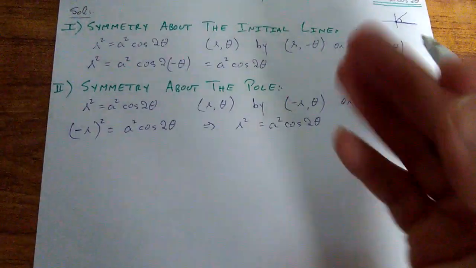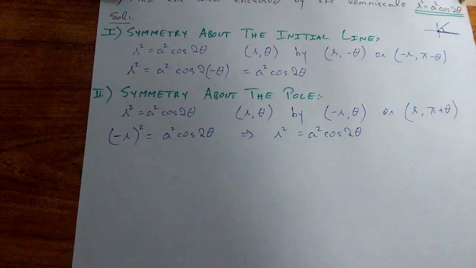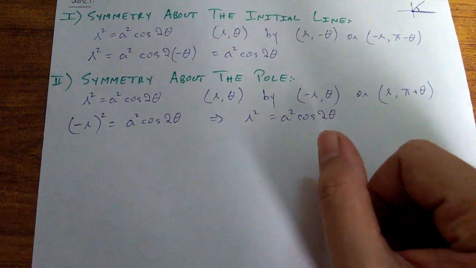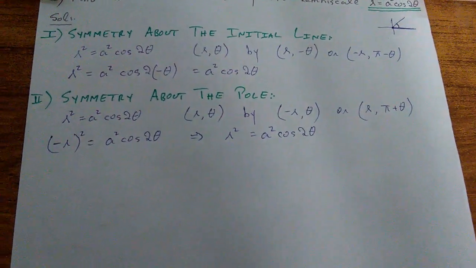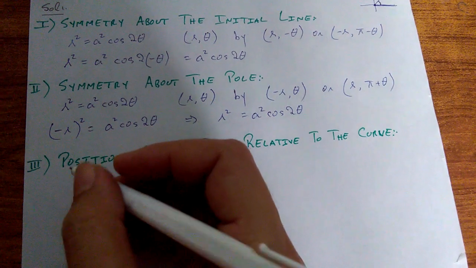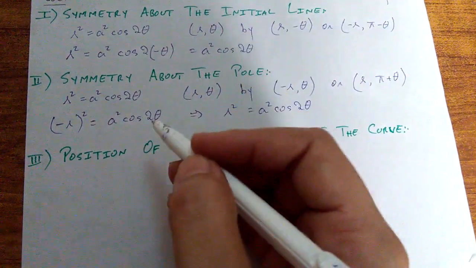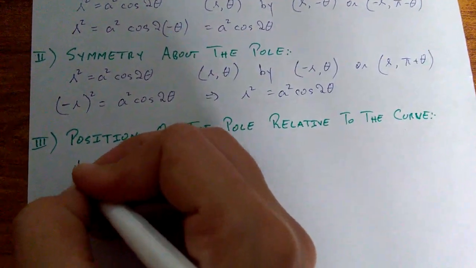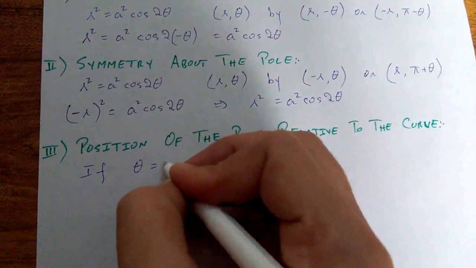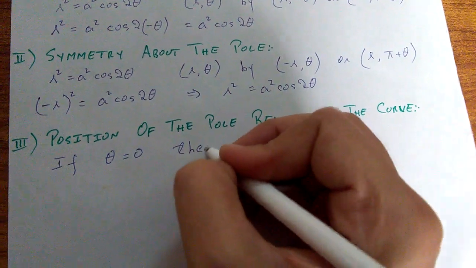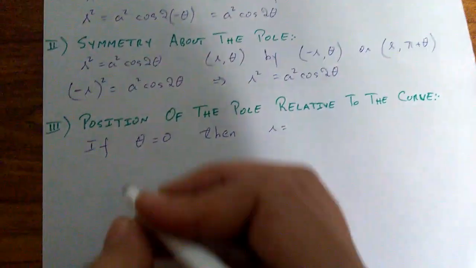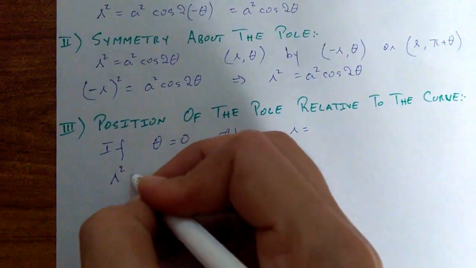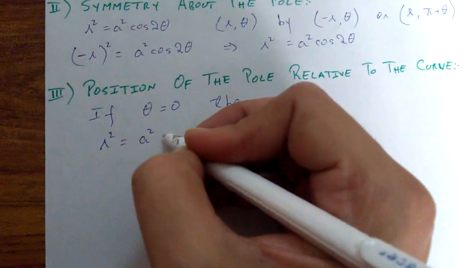All right, so this is going to help me in sketching the curve. Now the third thing is to assign the position of the pole relative to the curve. For that purpose, we find out what the value of r is when theta is 0. So if my theta is 0, what is going to be my r? That's what I have to find. So at the place of theta, I will insert 0 in the lemniscate equation.